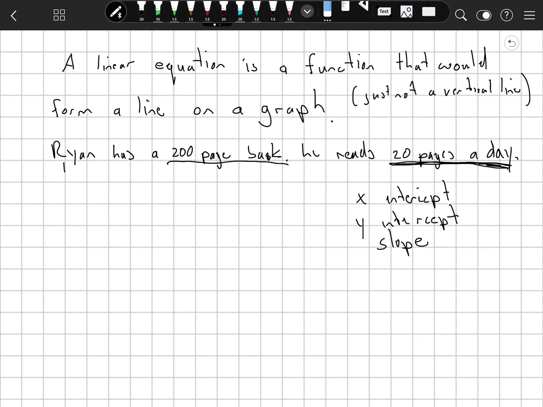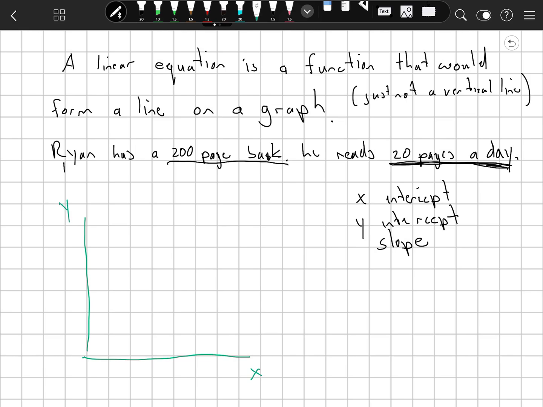It says Ryan has a 200-page book. He reads 20 pages a day. So let's just play around with this for a minute. I'm going to draw a little bit of a graph here with an X and a Y. So here's the X number line, the Y number line.